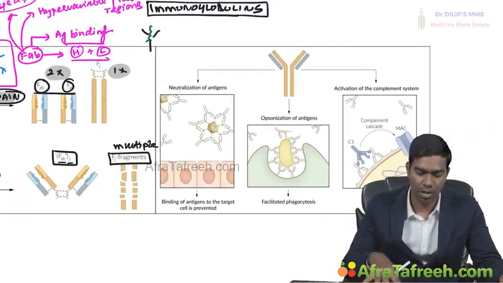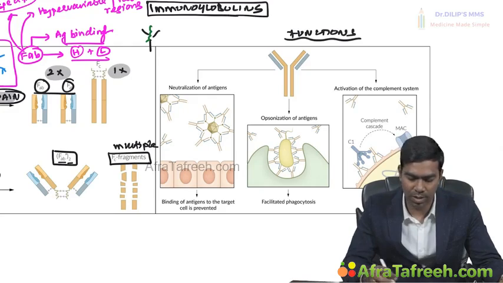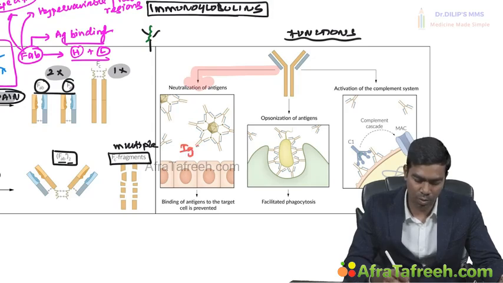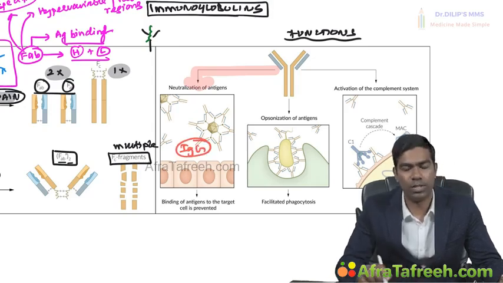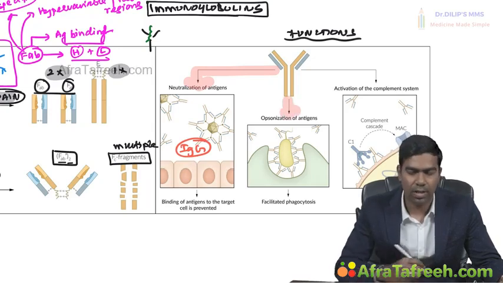That's how you remember. And what are the functions of the antibodies? In a nutshell, this diagram will tell you the functions of the antibodies. The first important function of the antibodies is neutralization of the antigens. Again, the most important neutralizer is immunoglobulin G. And similarly, you have the second function of the antibody, that is opsonization of the antigen.